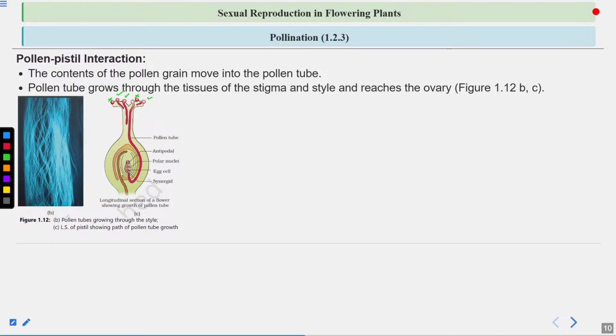Pollen tube growth in case of self-incompatibility, in case of an outbreeding device.